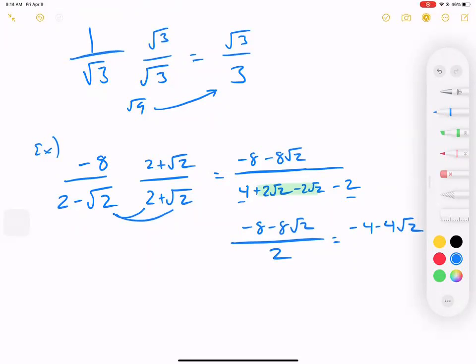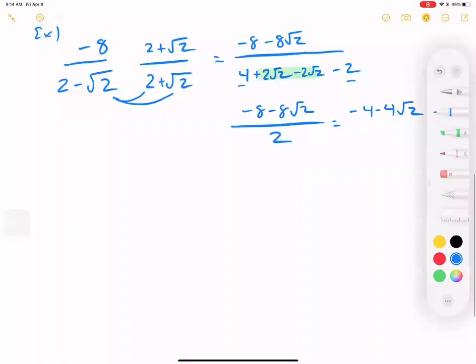Okay, so let's try another example of this. So we have the number 10 over negative 4 minus square root of 3. So we don't like the square roots on the bottom in any form.